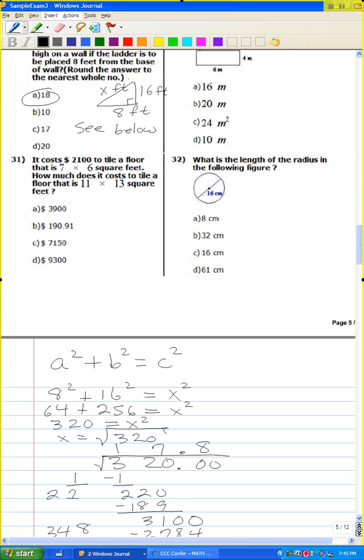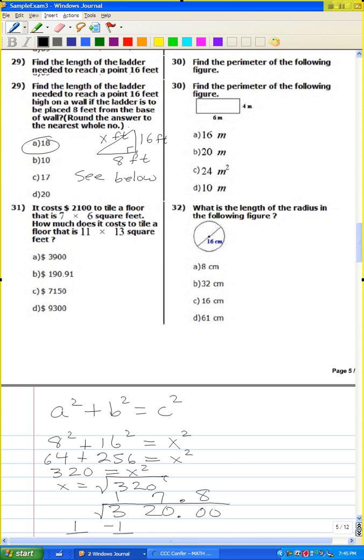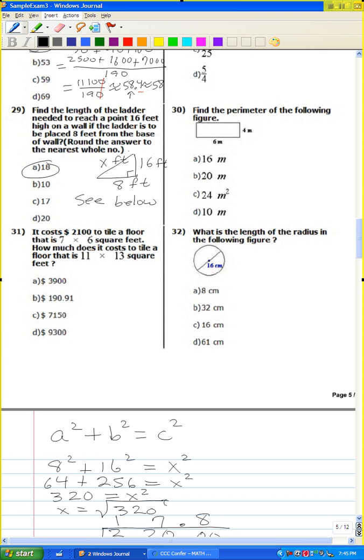Let me do problem 20. Find the perimeter. So to find the perimeter, you just have to add. And so I'll just add 4 plus 6 plus 4 plus 6. That's 20. And so B, 20 meters.